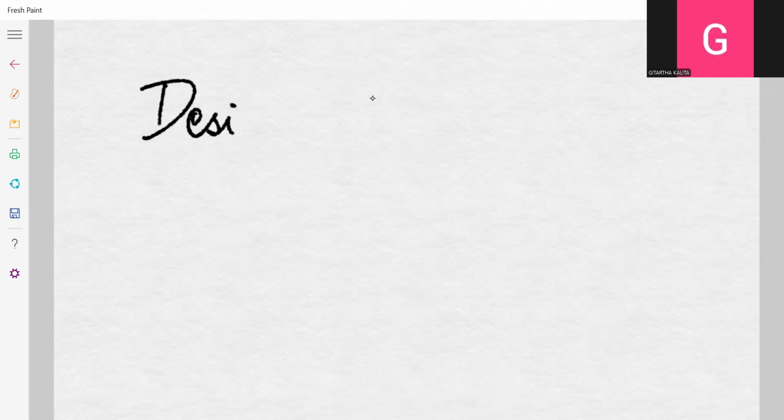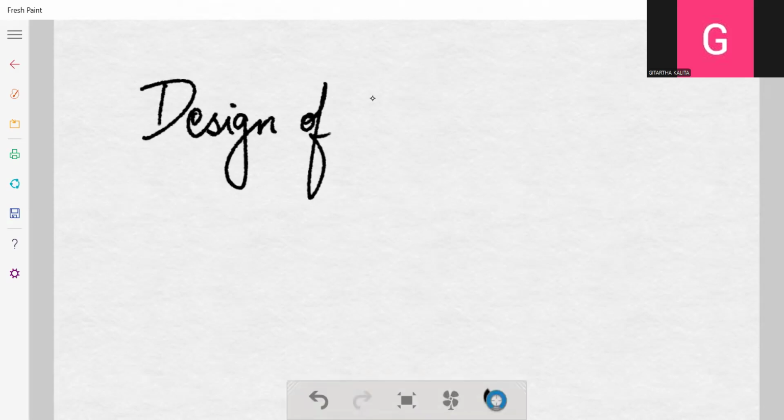So hello everyone. Today we'll be doing a problem. The problem is design of secondary beam of a raft. Okay, so it is design of secondary beam of a raft.